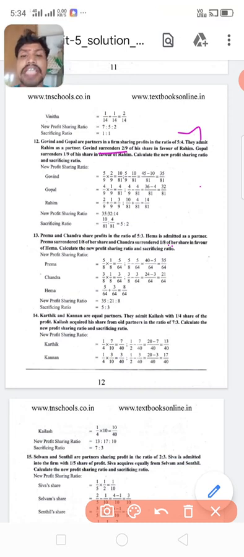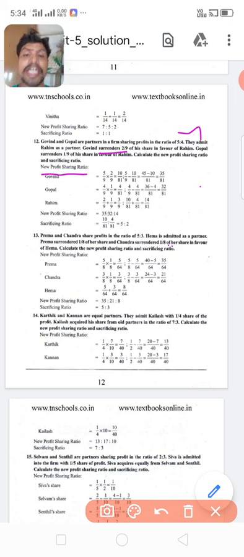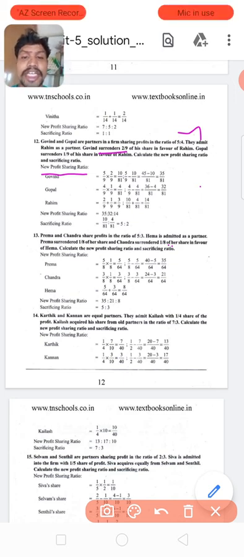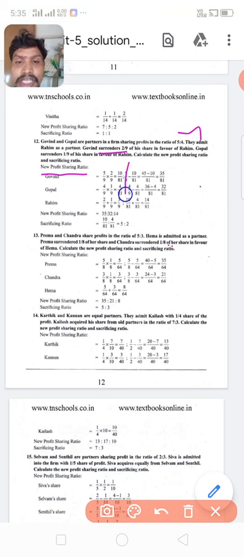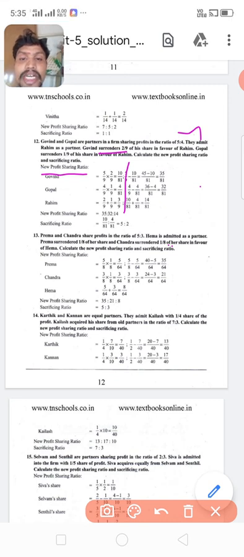So the sacrificing ratio, the new profit sacrificing ratio, is old into surrender value. Old into surrender value means we get 10 by 81, 4 by 81, and then for Rahim we add both, right? That is the sacrifice ratio, 14 by 81. So this is the sacrifice ratio.